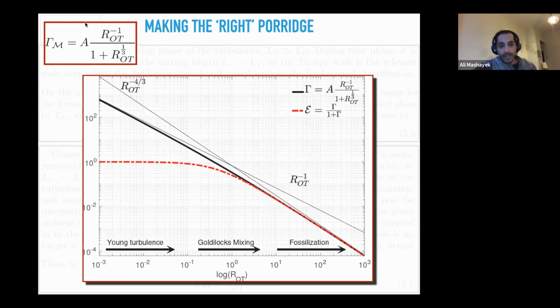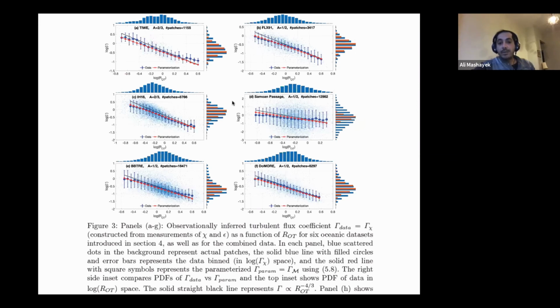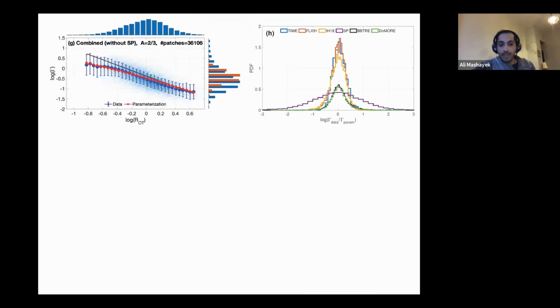So everything here is coming from theory. Even that value of a quarter for shear instability, you can get it theoretically. So these are all based on simple theoretical tools, and we get a parameterization that doesn't need any tuning. And when you compare it, it agrees well with all of these data. I can show the agreement better here, where I combine all of the data. We have about 36,000 turbulent patches, and blue is the bin average data, and red is our parameterization. It is really as good as it gets.